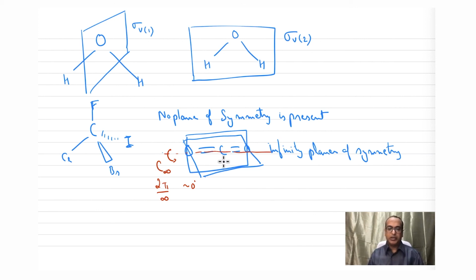So infinity such operations will be there, because you can carry out the molecular rotation by 0.1 degree, 0.2 degree, 0.3 degree and so on. You can be close to any small angle, and it will give rise to an identical or equivalent configuration, and thus it is called C infinity. Now the planes lying along this infinity axis will be infinity in number, so infinity planes of symmetry.